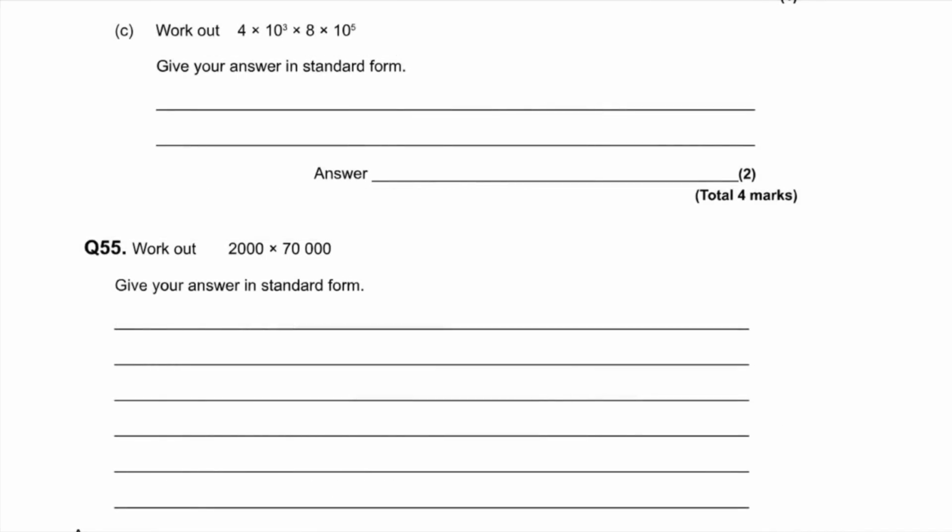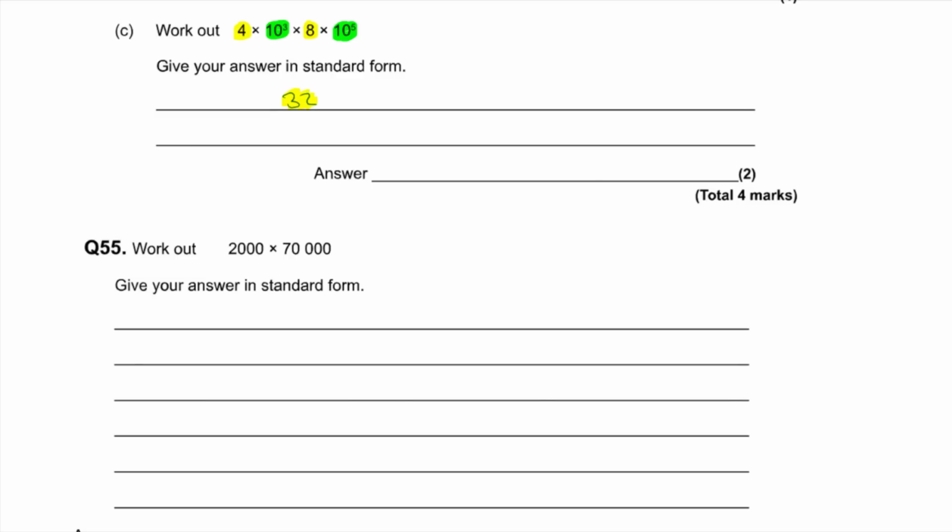Part C says work out 4 times 10 to the 3 times 8 times 10 to the 5. So I've got two numbers in standard form multiplied together. Now when this happens, the easiest thing to do is to multiply like with like. So multiply your mantissas together, and deal with your powers of 10 together. So 4 times 8, what's that? 4 8s are 32, isn't it? So I'm going to multiply those two together first, give me 32.